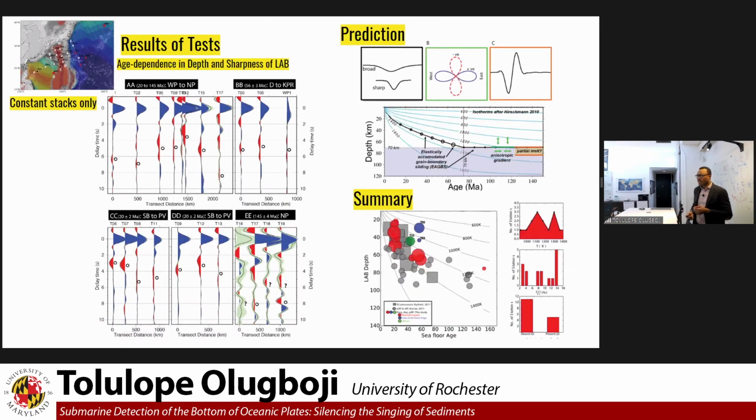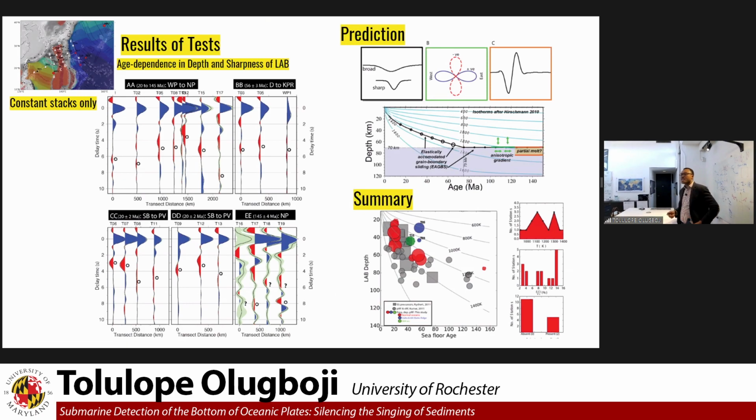And this is a summary of our results. Again, pointing out transect AA, transect BB, transect CC, DD, EE. And what we report is most of the variation in terms of age dependencies is on the transect AA, not so much on the other transects.